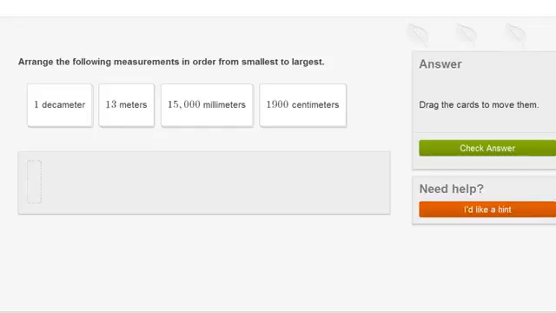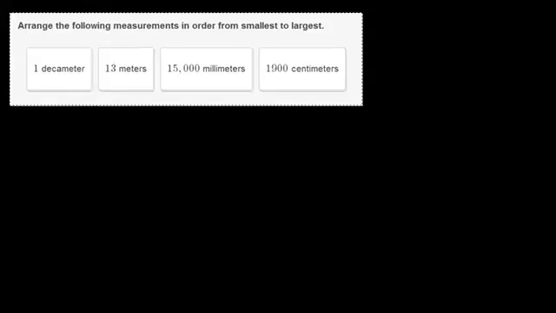So let's do that. This is just a screenshot of that exact same screen we just saw. And so let's just convert each of these into meters. The first one we have right over here is 1 decameter. So we have to remind ourselves what deca even means. Well, deca is equal to 10 meters.